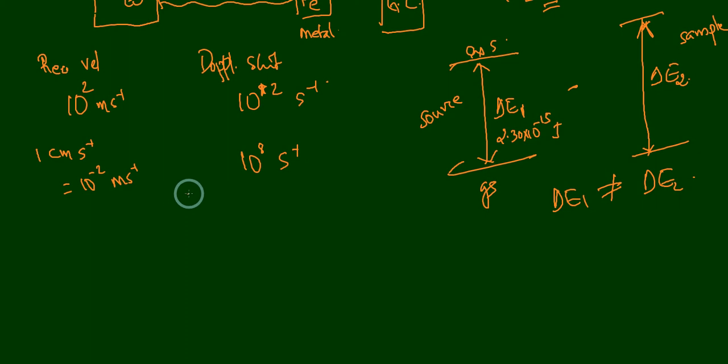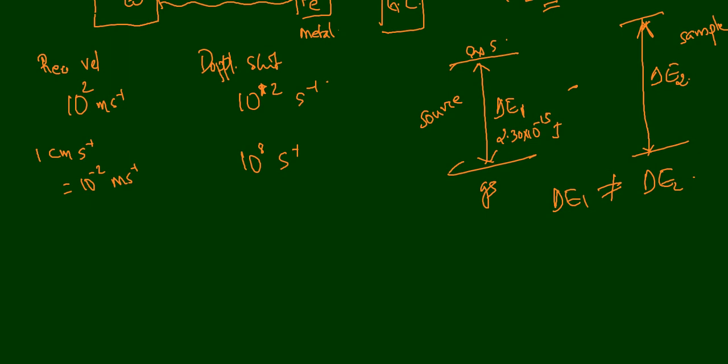What does it mean? Our source is a cobalt lattice in which the source nuclei are at rest, almost at rest. So if these source nuclei are moved at a velocity of 10 raised to minus 2 meter per second, or 1 centimeter per second, that is going to bring a Doppler shift of 10 raised to 8 per second.